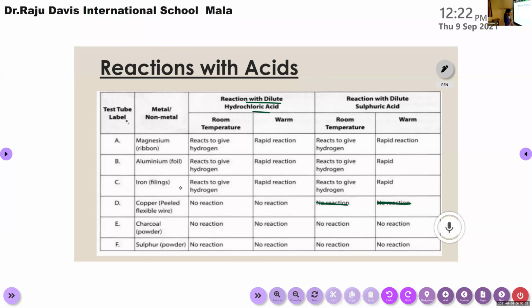But in the case of copper, it's also a metal, right? Magnesium, aluminium, iron, copper, these all are metals. In the case of copper, it will not react with hydrochloric acid at room temperature or on heating. No reaction. So you can write here, no reaction. Copper will not react with hydrochloric acid even on heating. But it will react with sulfuric acid and the same observation will be there. Reacts to give hydrogen. Here the reaction is very rapid.